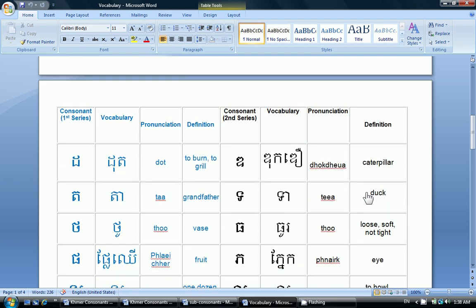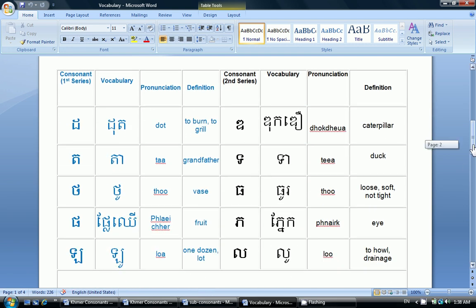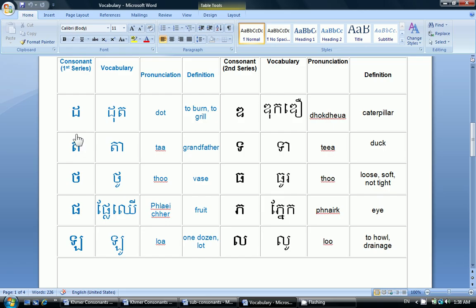Okay. Now let's look at the next consonant. First series consonant, do. Do is the O, do, dot, which means to burn or to grill. Do's counterpart is door. Okay, so we have here door. Door is do. Door is đưa. Okay, so độc đưa, which means caterpillar.